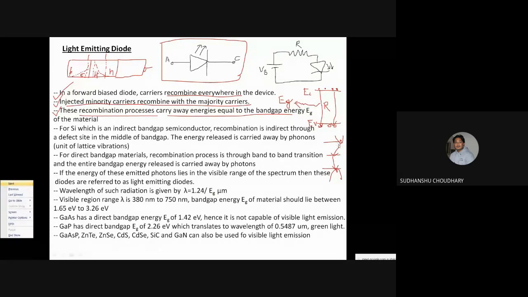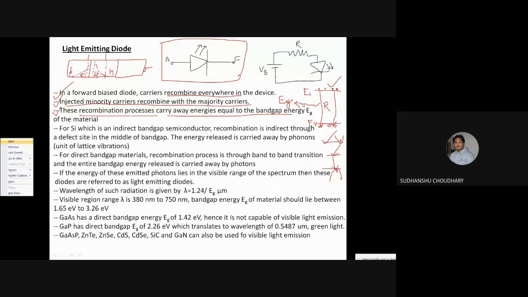Now in this indirect band gap semiconductor, we had studied that this recombination process also releases some energy, but that energy is transferred to the phonons, or is carried away by the phonons. Phonons is also equivalent to saying that it is transferred to the lattice, because of which lattice vibrations are there. So direct recombination and indirect recombination. Direct recombination gives out an energy equal to the band gap, and this is carried away by the photons.